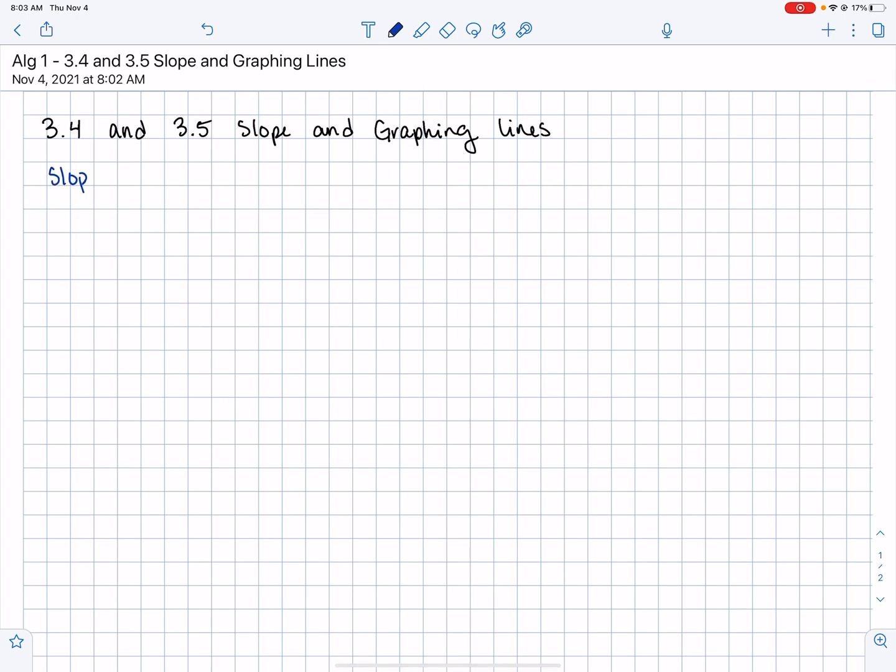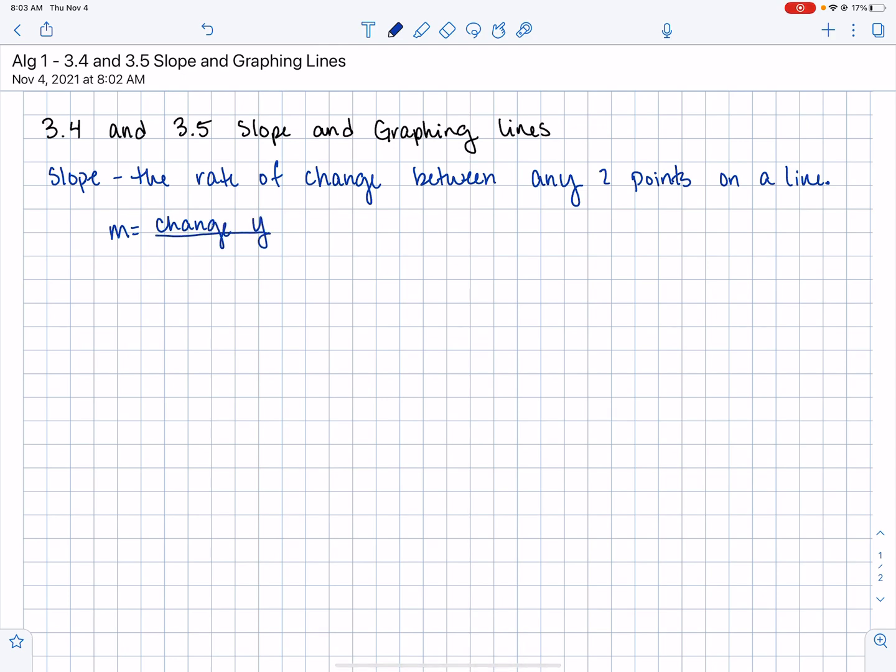Slope, or excuse me, 2 days ago, slope. It's the rate of change between any 2 points on the line. Right? Any 2 points. So we were counting some boxes yesterday. We also defined slope. We said, hey, it's the change in y over the change in x.